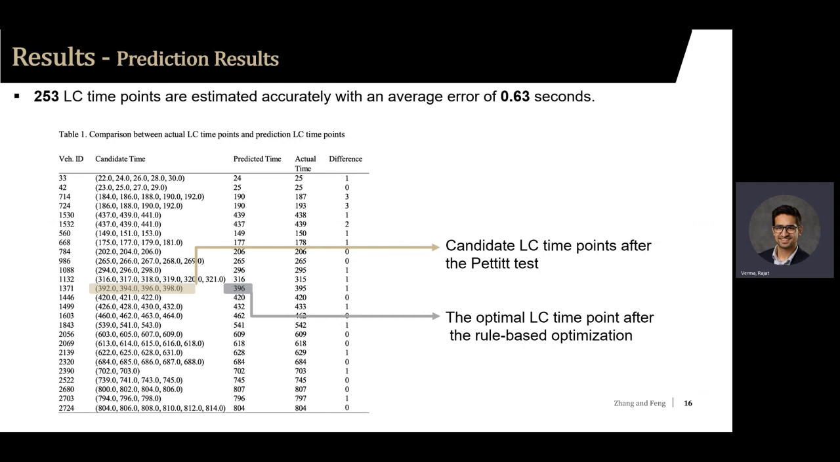The first column is the vehicle ID, and the second column is the candidate time after the Pettitt test. As you can see, they have multiple lane change time points. But after we applied the rule-based optimization algorithm, only one optimal lane change time point is left. Then we compared with the actual lane change time points, and we can find the difference between them. Most of them are 0 or 1. Only 2 of them are 3 seconds. So overall, the prediction results are pretty good.